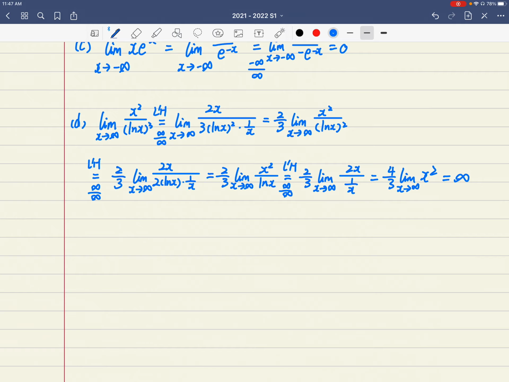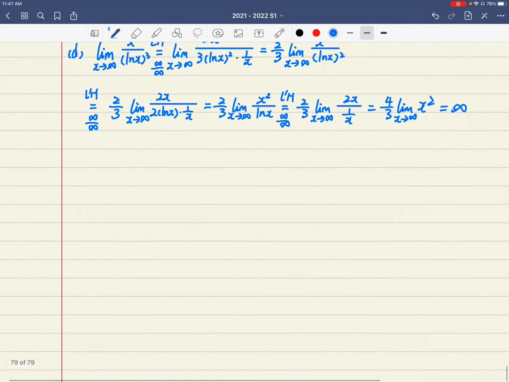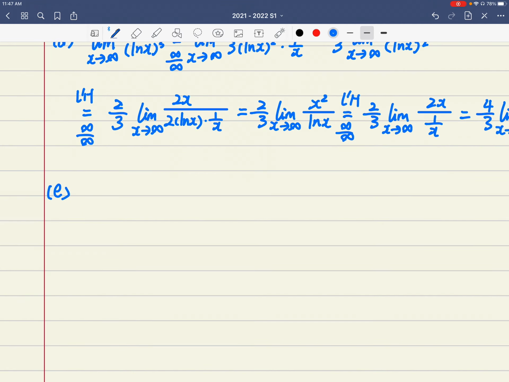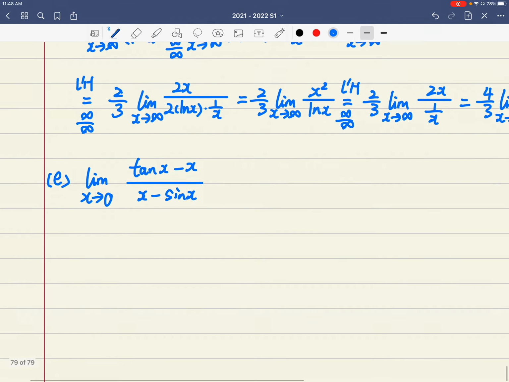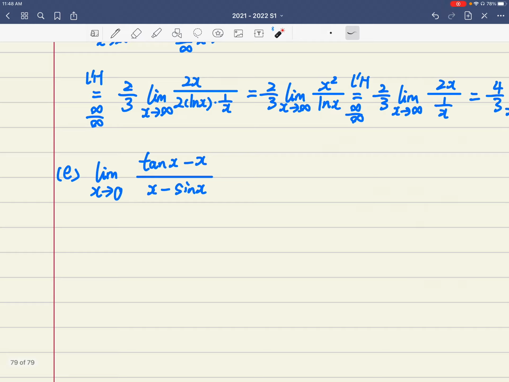Let's do problem 5. It's the limit as x is approaching 0 of tangent x minus x, over x minus sine x. Again, do the substitution. Tangent 0 is 0 minus 0, the bottom is 0 minus sine 0, which is 0. So apply L'Hopital's rule. It is 0 over 0.